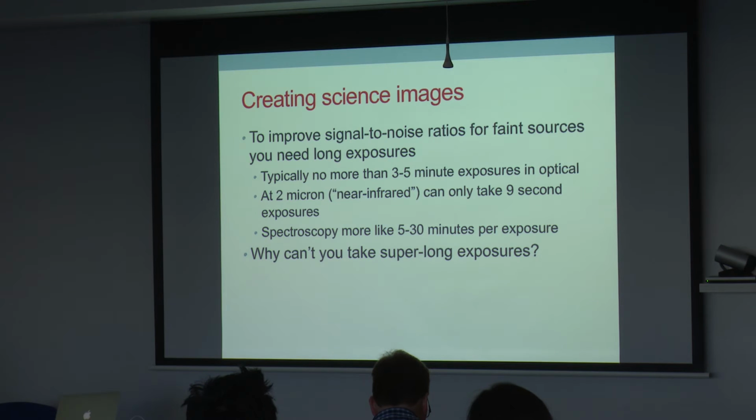Once you've actually calibrated your image, you need to just combine the science images the best way you can. As we talked about before, your exposures are limited in duration due to things like the sky background being an issue. When it's very bright at 2 microns, for example, you want to take very short exposures if you're using broadband imaging, like 9 seconds, whereas in spectroscopy, where the sky is actually pretty dark, you can go up to 30 minutes. But there are other reasons why you can't take very long exposures in imaging.